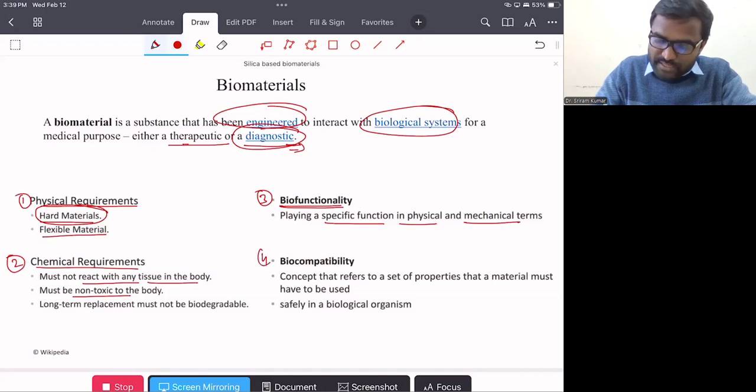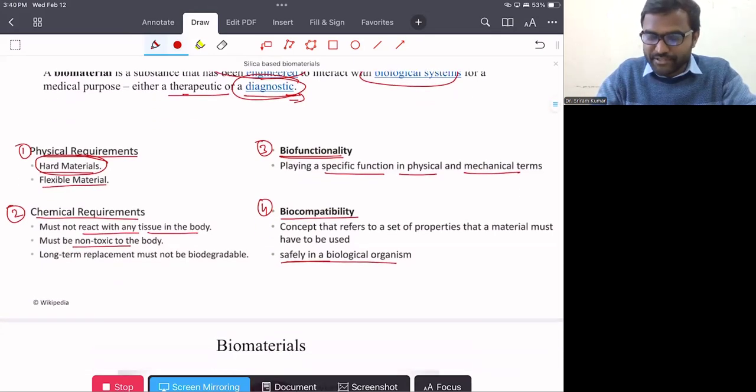And the fourth important key point is biocompatibility. Before using a biomaterial in a biological system, we need to understand whether the material is compatible. That means it shouldn't be toxic to the tissue or organ. In other terms, the material should be safe in the biological organism. So this is about the key requirements of biomaterials for therapeutic and diagnostic applications.